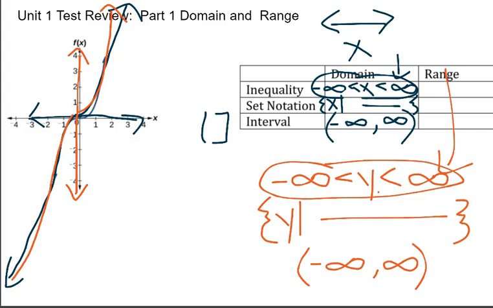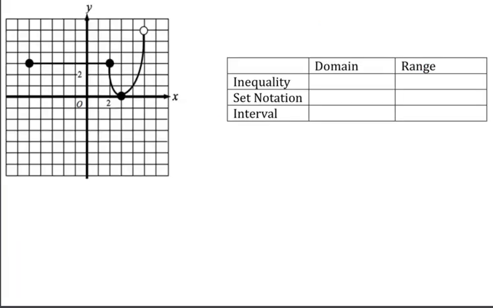Let's try another example. Okay, number 2. So for the domain, again, it's our x, and we're asking how far to the left does this graph go on the x-axis? Well, the farthest left that it goes is this point right here. And that's at 1, 2, 3, 4, 5. So the farthest to the left is negative 5, and since it's a filled-in circle, it is equal to right there.